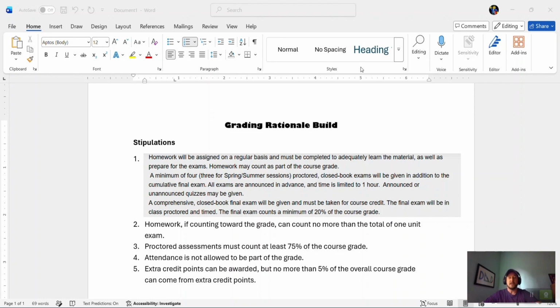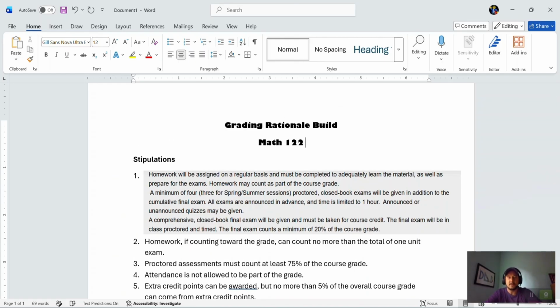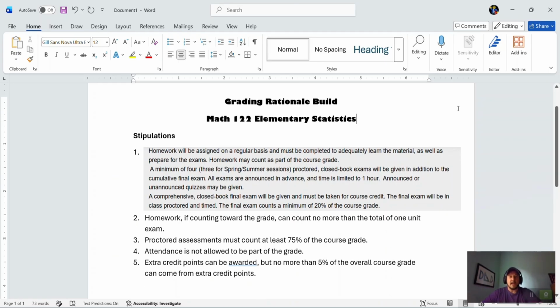Okay, so we're going to do a grading rationale build, and this is going to be for my Math 122 elementary statistics course. Let's leave it at that. And what I have here is a screen clipping from the generic course syllabus. I'll read you some of the stipulations here.